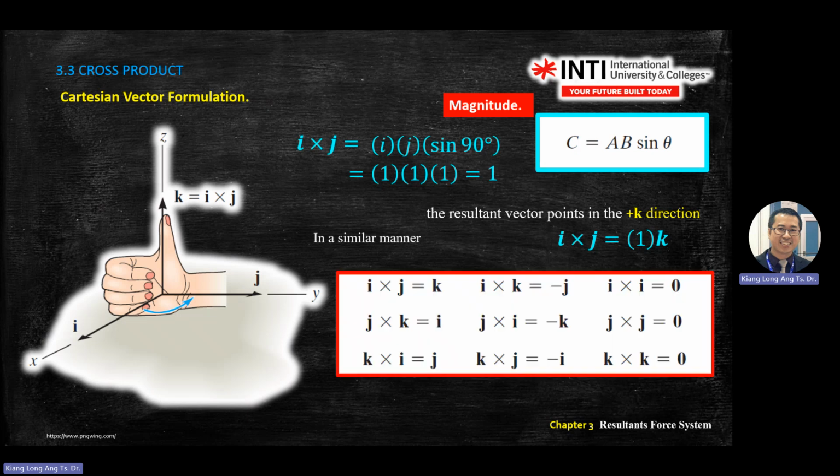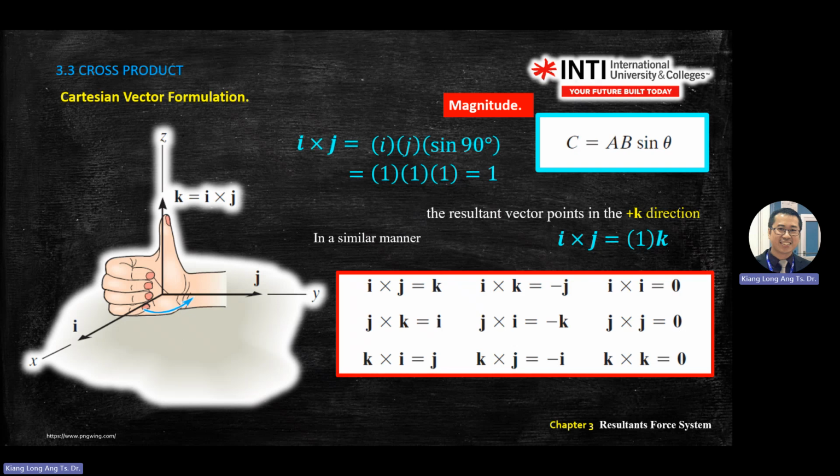So similarly, you can do the same. I cross J equals K. And if you do J cross K, with your hand, J cross to K, you get the I direction. The I direction is positive in this direction. That's why you get positive I. And K cross I, you get the J direction, positive J.